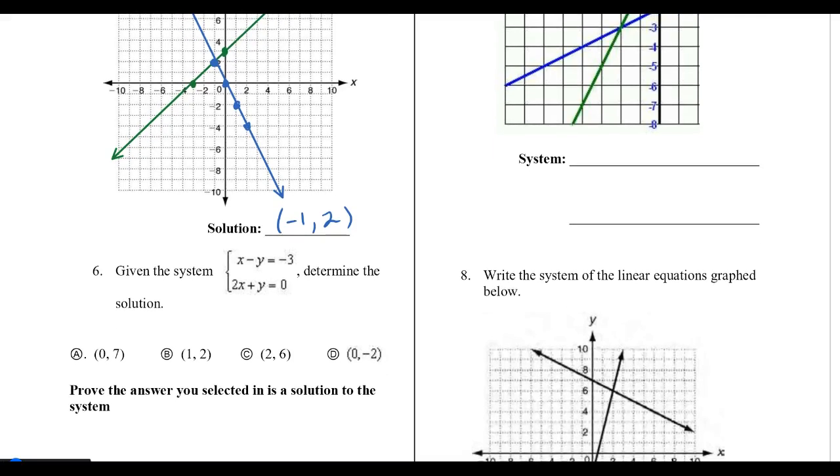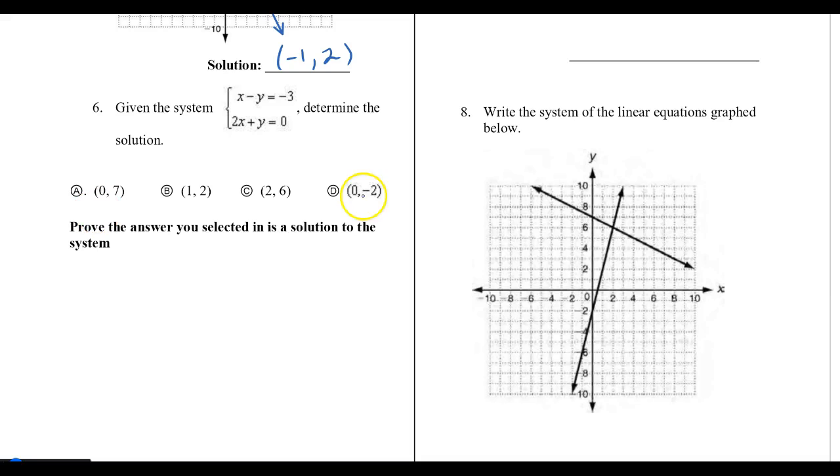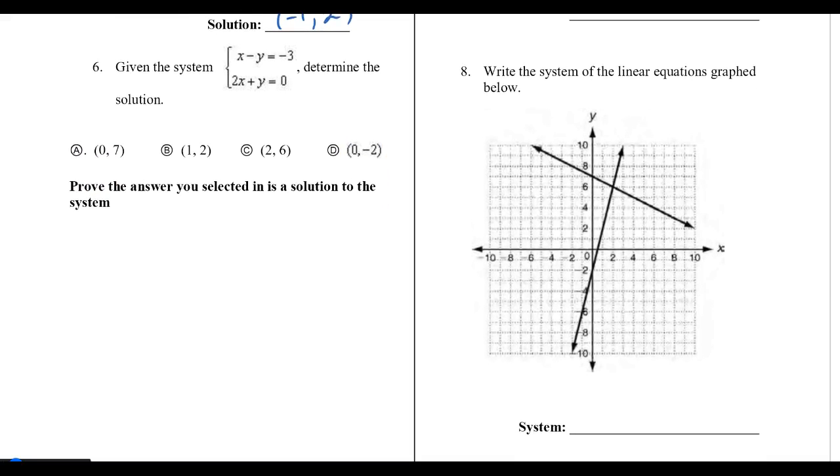6, given the system, determine the solution. So what's probably going to be easiest, because if we look, we've got 4 multiple choice answers, and then down below it says prove the answer you selected is the solution. So might as well just solve it, because we're going to have to do the check anyway. So 2x plus y is equal to 0.